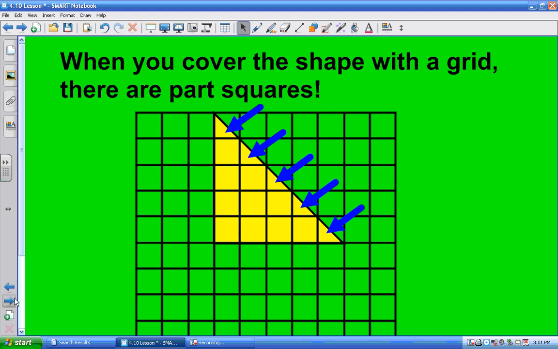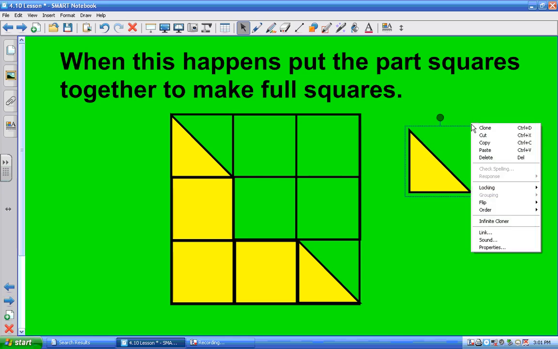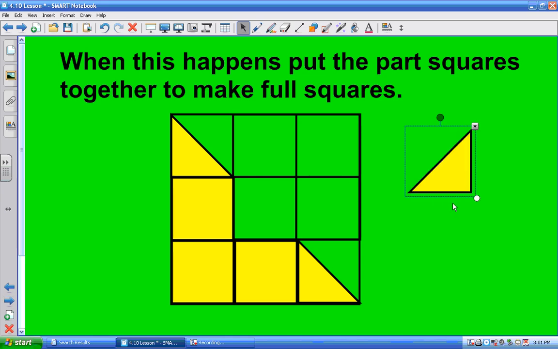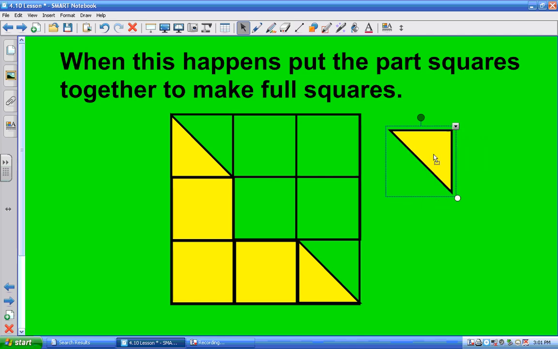So Leon says, add two halves together. Well, let's see. When this happens, put the squares together to make full squares. So here's a square. But the problem with that, it doesn't quite fit, so I will do some flipping. Flip up, down, or flip left, right. And we can take that over there, and we can put it right there.